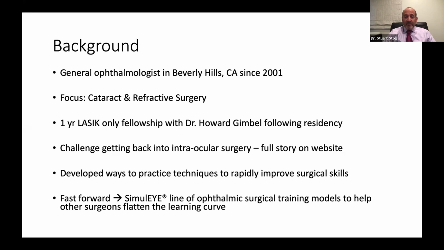In fact, one of my good friends at the time showed me some plastic film that we got at the Hallmark store, and that's a gift shop, and we used that to tear capsules, and it worked pretty well, and I refined that by putting things behind it and making it better and more realistic. And fast forward to today, we have this whole line of ophthalmic surgical training models called Simuli, and it helps other surgeons flatten the learning curve because I found that if it helps me, I want to be able to help other people. And that just turned into a whole business, and that's a whole other story that we'll go into a little bit.